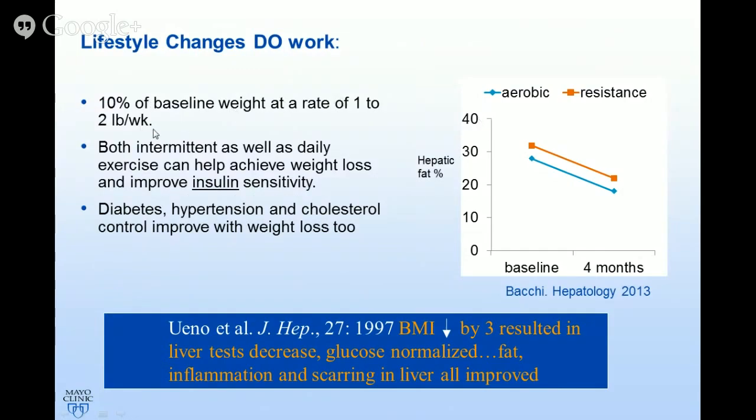And generally speaking, we would recommend a goal of a 10% of baseline weight reduction at roughly a rate of 1 pound to 2 pounds per week. And this is helpful because it'll help to get the fat out of the liver. It also helps improve the metabolic syndrome. So your diabetes, the high blood pressure, cholesterols all improve with weight loss.